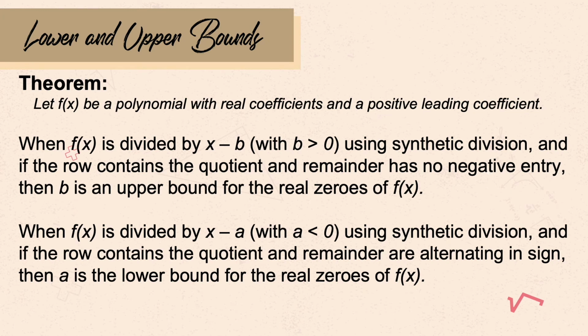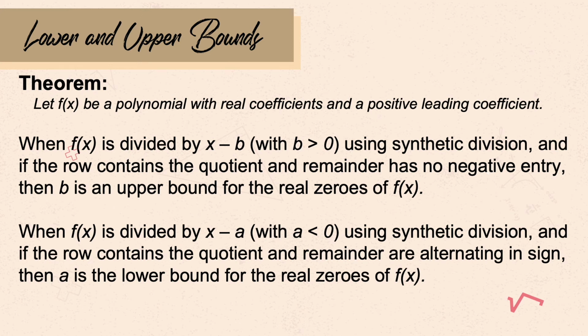So let's begin by discussing first the theorems. Now let f of x be a polynomial with real coefficients and a positive leading coefficient. Let's begin first with the upper bound. When f of x is divided by x minus b, with b greater than 0 or positive, using synthetic division, and if the row containing the quotient and remainder has no negative entry, what does this mean?